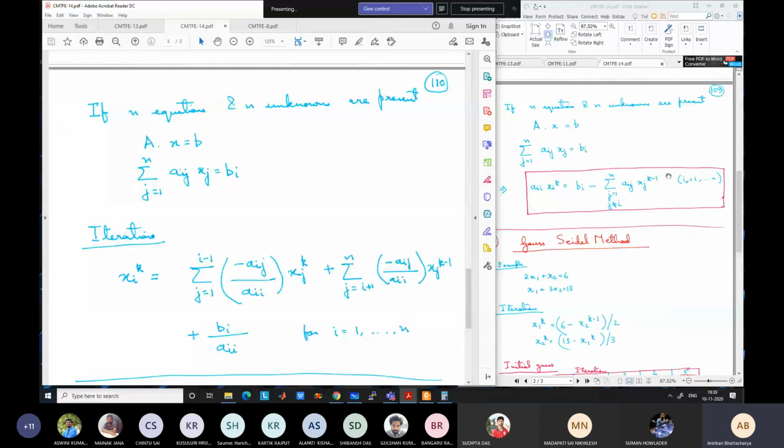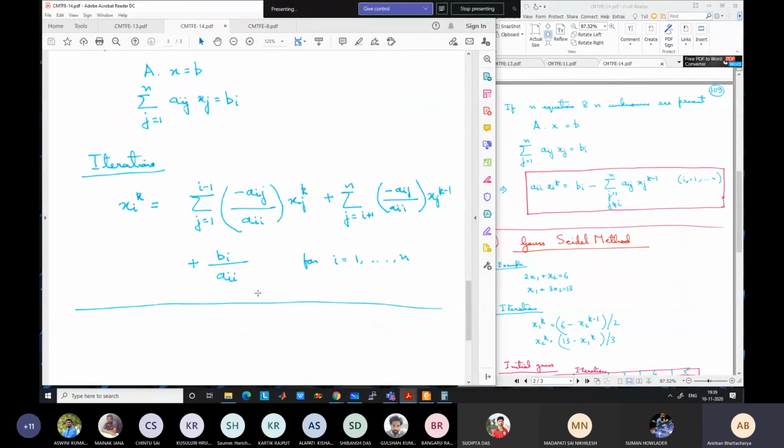Plus this term is there, b_i by a_ii. So this will continue for i is equal to 1 to n. So after this, one iteration will be complete and you will go to the second iteration.